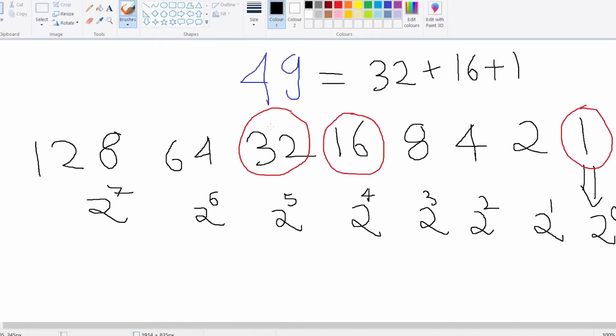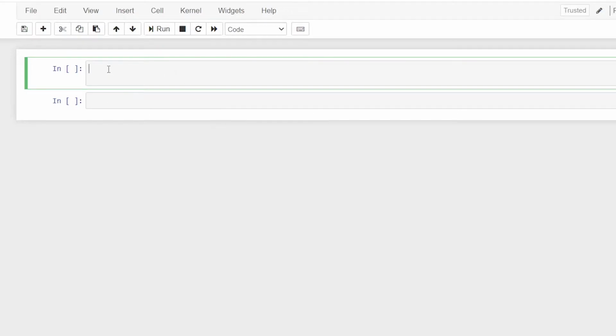Now let us consider all the numbers we have used to be 1. We have used 32, 16 and 1, so we'll take these as 1. All the others are zeros. So this is how we come up with the binary format for a given integer. The binary format for this given integer 49 is 00110001. So now we are going to do some examples on bitwise AND.